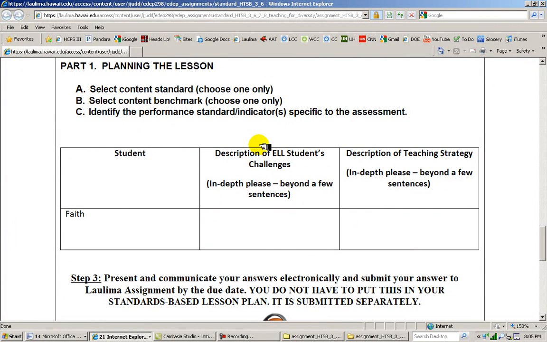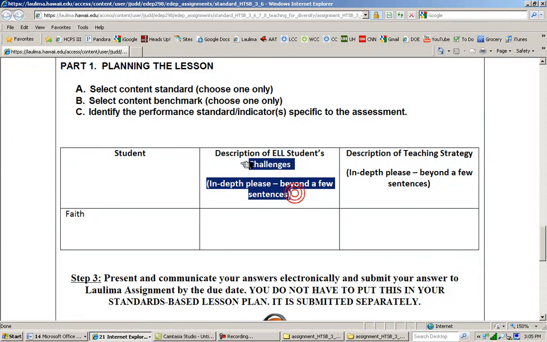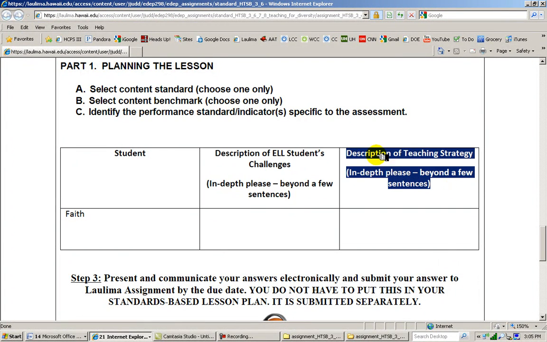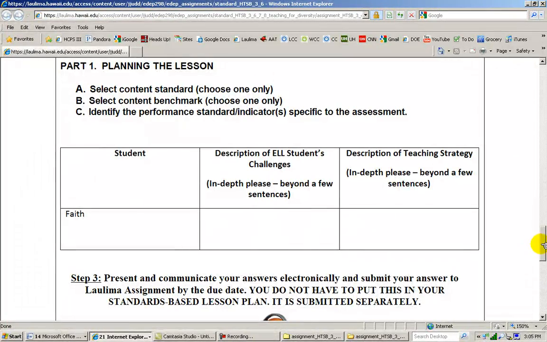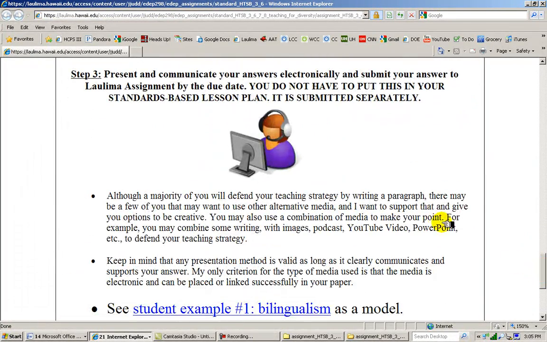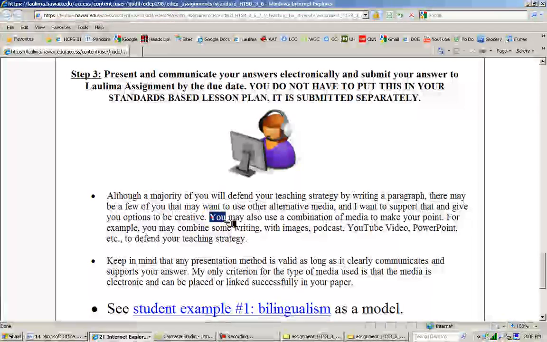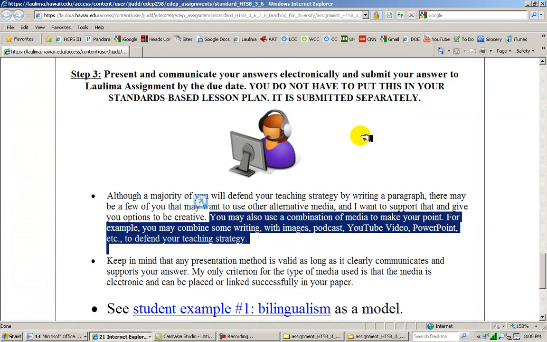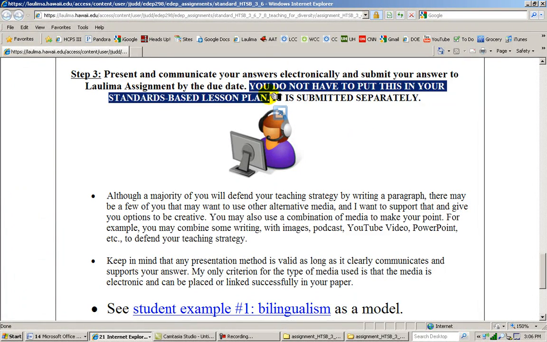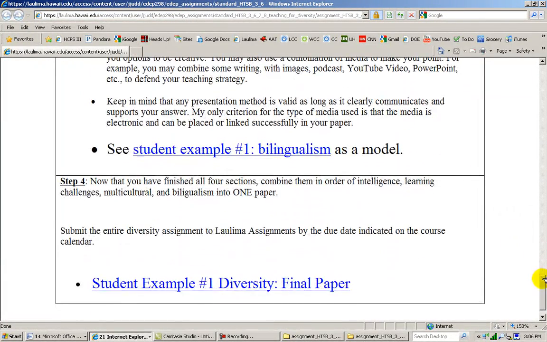Again, not to have to include the entire lesson plan. So we'll have the student's name, description of the student's challenge, and the teaching strategy that you'll be using. Communicate this with any kind of multimedia that you want. Again, you don't have to put it in your standards-based lesson plan. You should put it in, but it's not included in this answer because that would make it too big. Let's take a look at what one of these examples might look like.